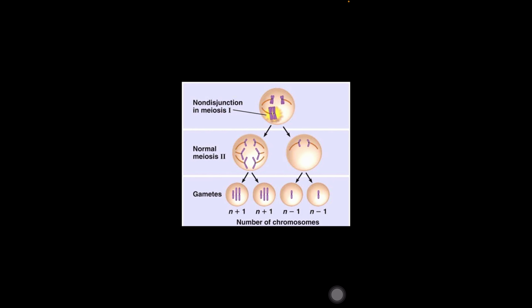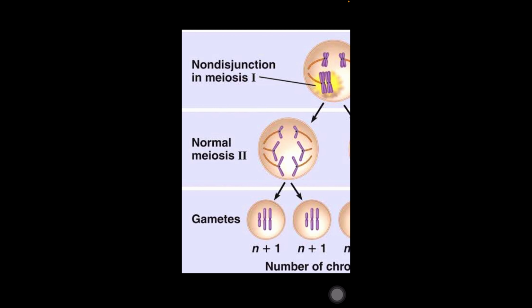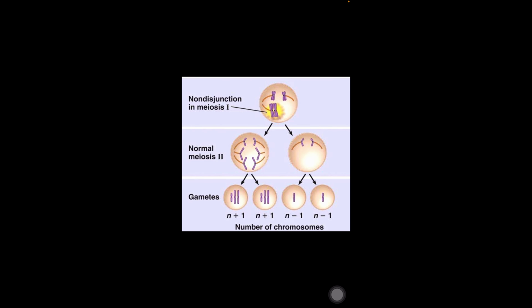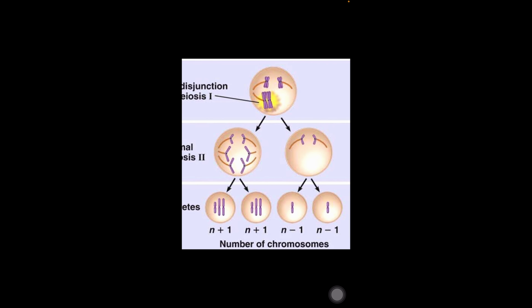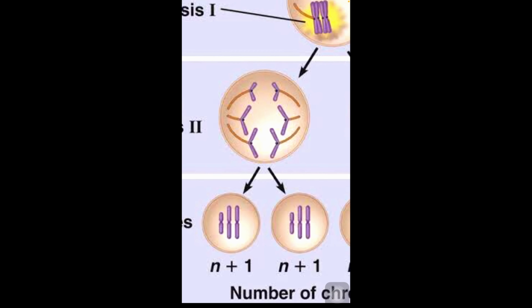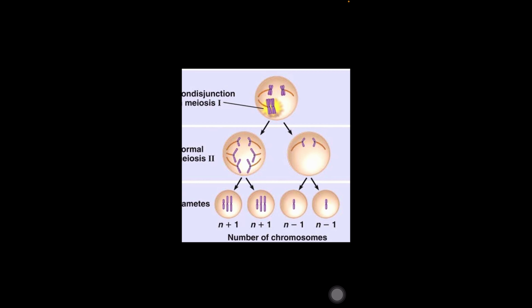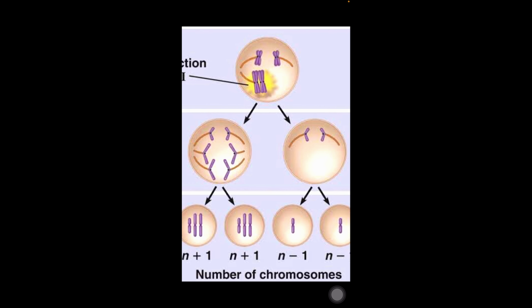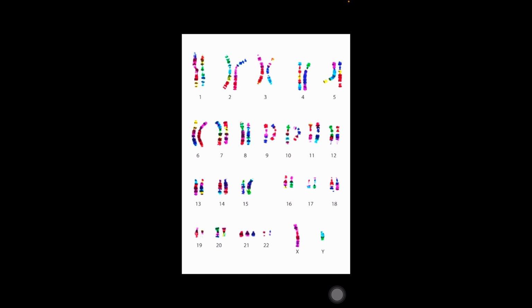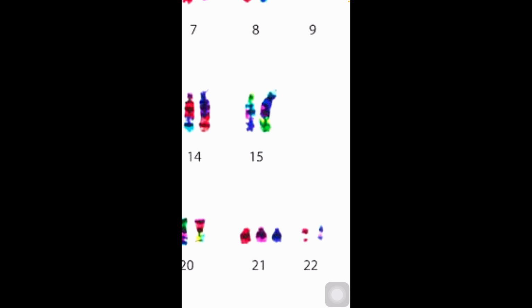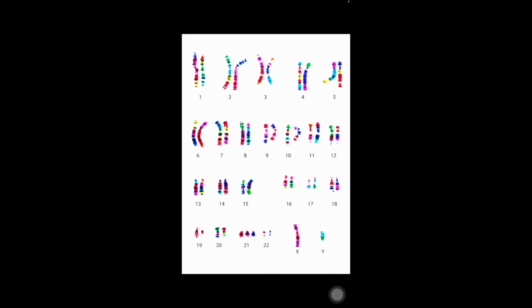So let's look at non-disjunction in meiosis 1 again. Non-disjunction here. You can see, so n plus 1 as a result, n plus 1, n minus 1, n minus 1. So here becomes 3 at the end, and here becomes 1, 1. But it's supposed to be 2, 2, 2, 2. So the number of chromosomes have changed, ladies and gentlemen. So now this is trisomy 21 as a result. This is a karyotype for you to know.